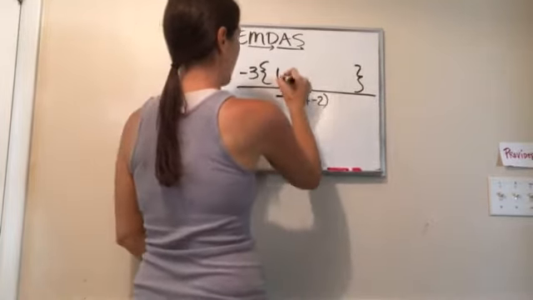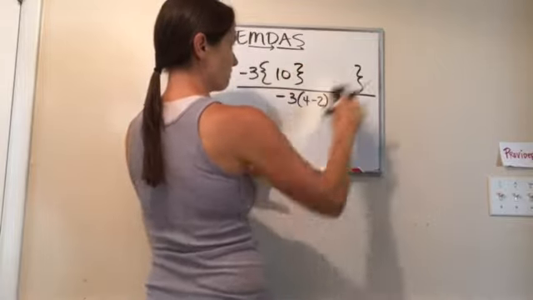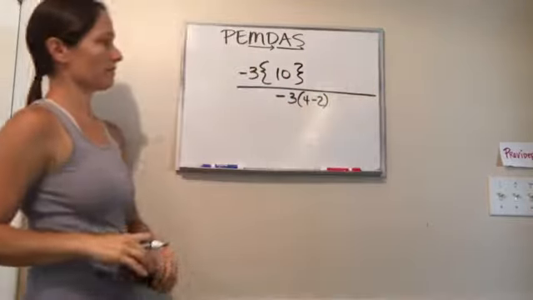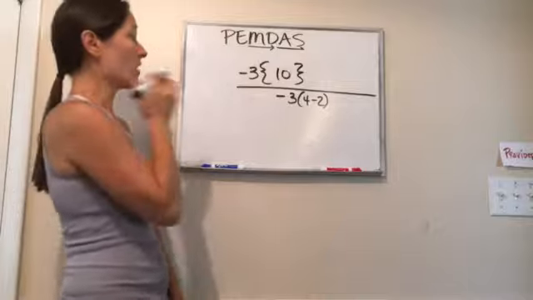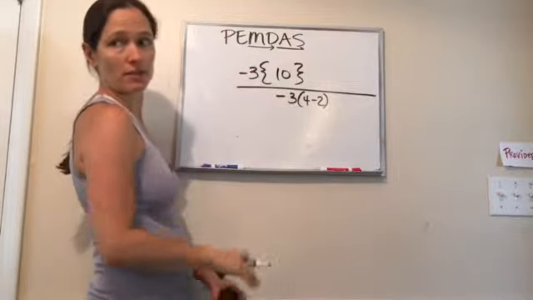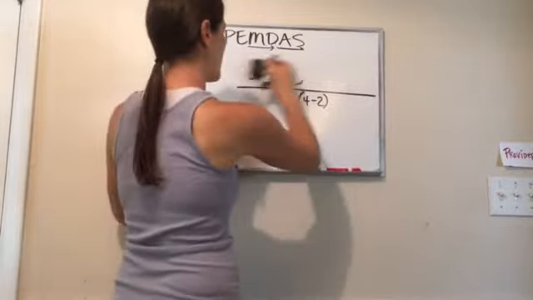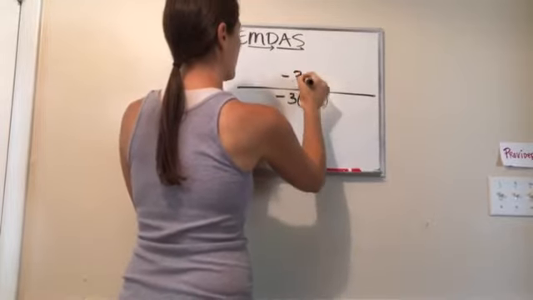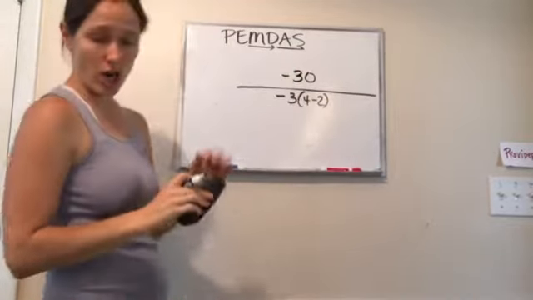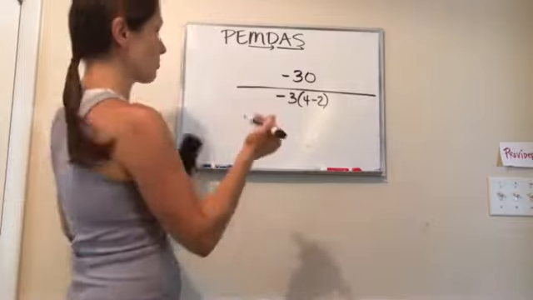I'm going to erase all of this and put a 10 in there. I'm going to move that closer, like that. So now we have -3 times 10, right? And -3 times 10 is -30. Very good. So that's our top answer. Now let's do the bottom answer.